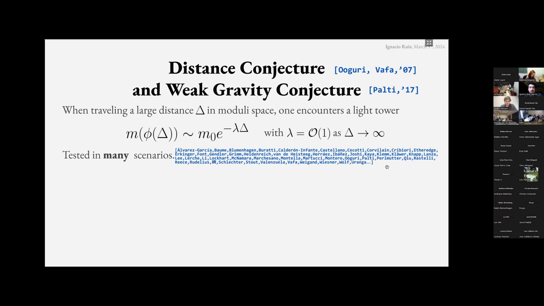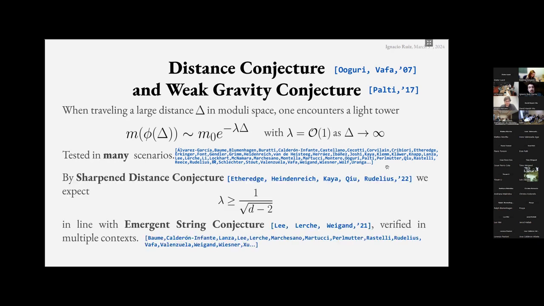But in principle, this value of the order one parameter is not set, but that's what the sharpened distance conjecture suggested, that it has to be always larger than 1 over square root of d minus 2, which is the value that usually corresponds with emergent string limit, while larger values could correspond to KK decompactifications, as it is expected from the emergent string conjecture that we will use later.